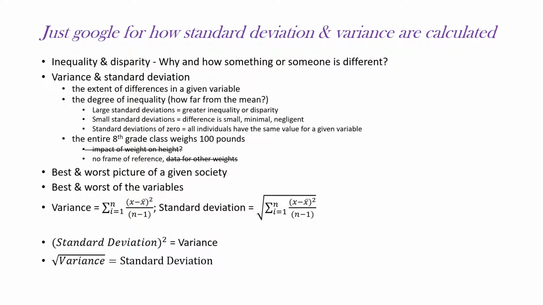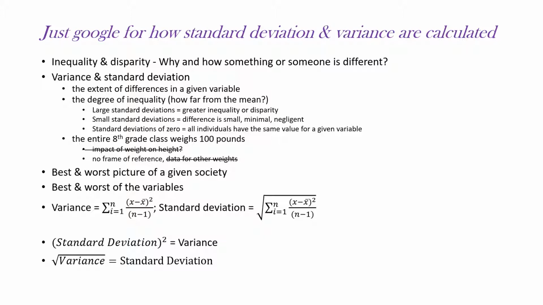Statistics is always concerned about why and how something or someone is different. The variance and standard deviation measure the extent of differences in a given variable. The degree of inequality for a given variable is measured by the standard deviation relative to the mean. A large standard deviation suggests greater inequality or disparity for a given variable.